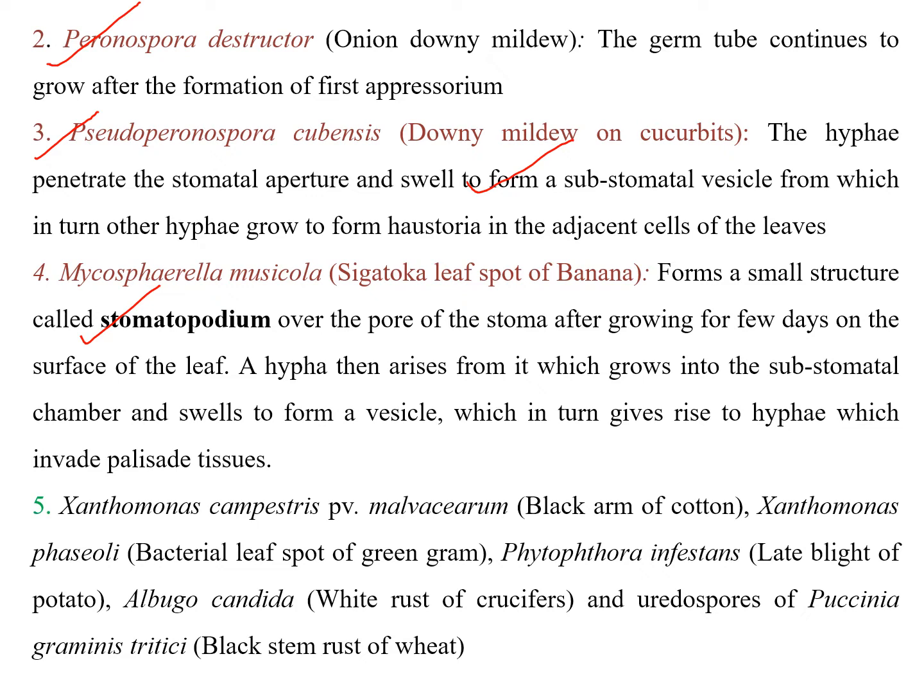Another example, this is the bacterial example, Xanthomonas campestris pv. malvacearum, which causes black arm of cotton; Xanthomonas phaseoli, which causes bacterial leaf spot of green gram; Phytophthora infestans, late blight of potato; Albugo candida, which causes white rust of crucifers; and urediniospores of Puccinia graminis tritici. These are the different pathogens. All of them enter into the host plant through stomata.